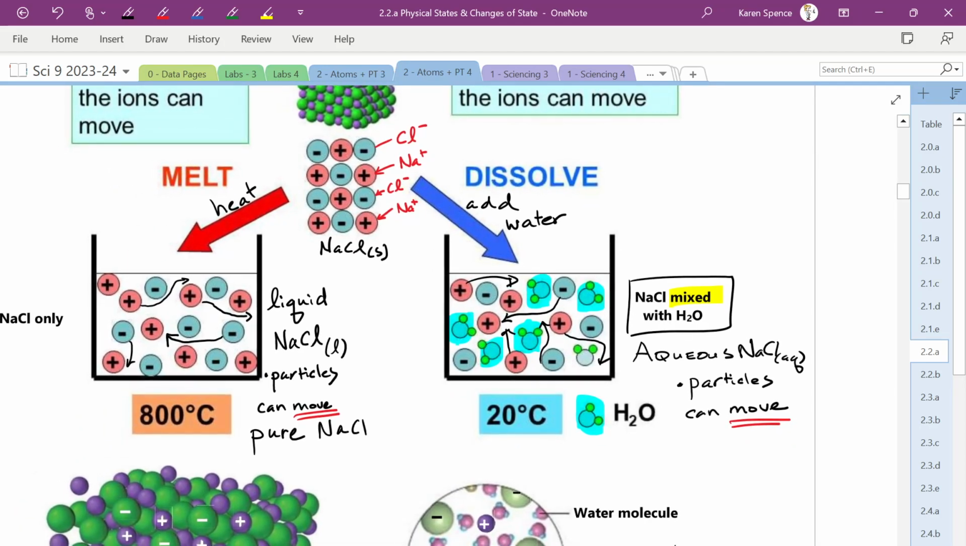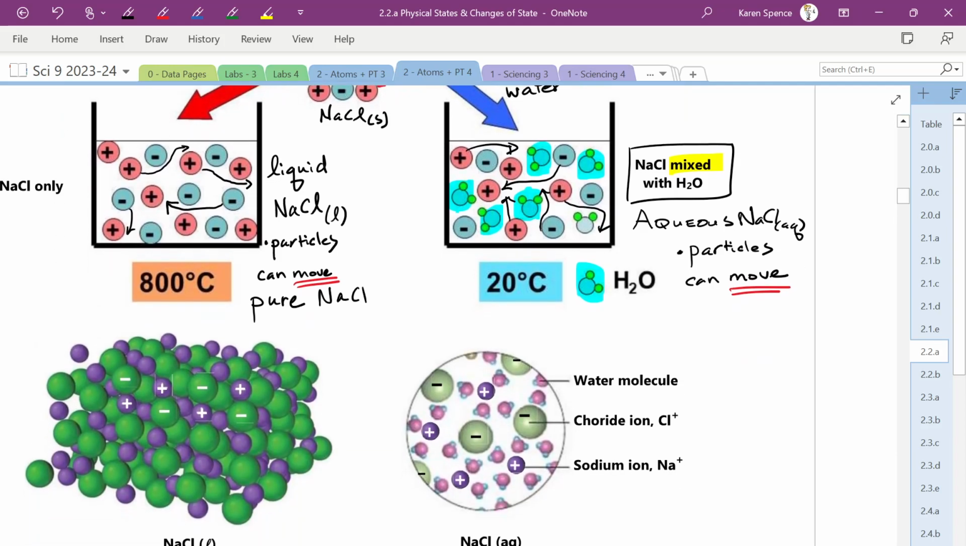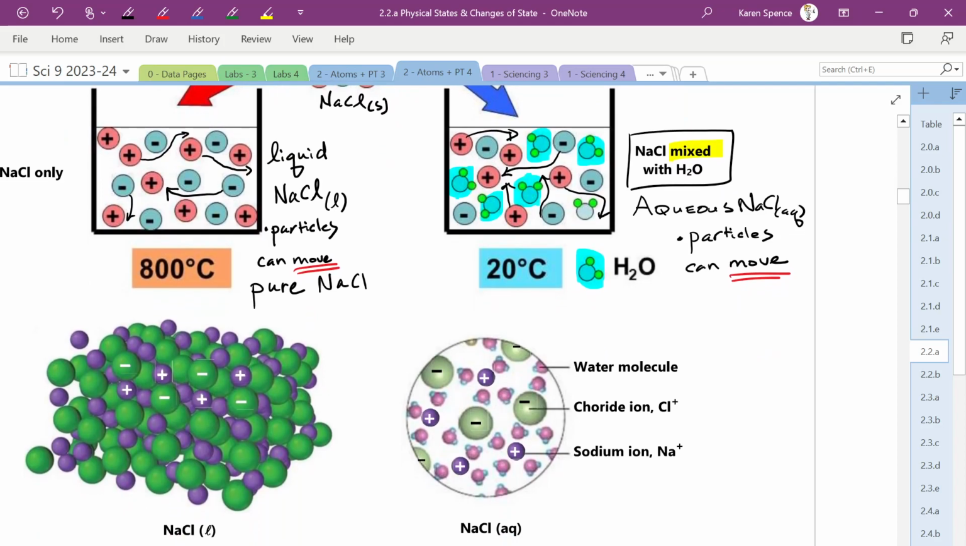So am I going to have you draw these pictures? No. But do I need you to understand that aqueous, like when you put it with water, that's not a liquid, it is aqueous. You don't have liquid sodium chloride, you have sodium chloride dissolved in water. So if we look at, here's just another couple representations. You can see that the particles in the sodium chloride liquid, they're just sort of jumbled all over the place. They're not organized anymore. They can move past one another. And here we have water molecules, chloride ions, sodium ions.